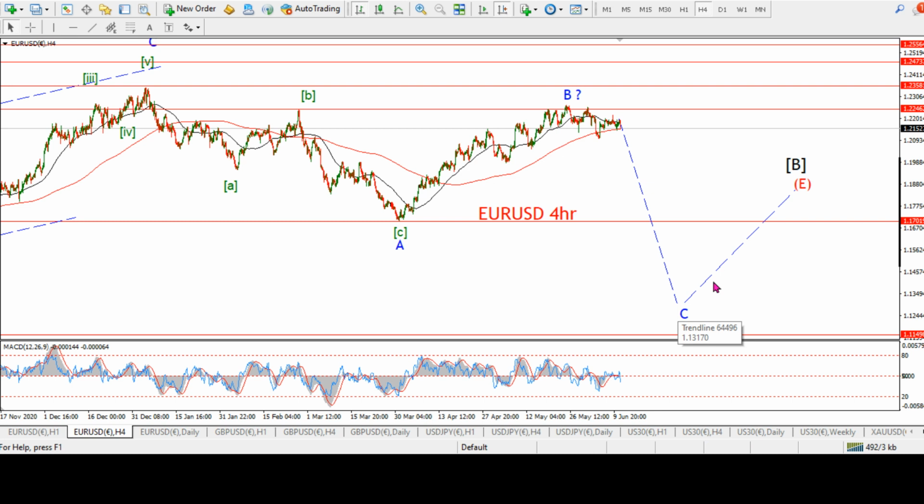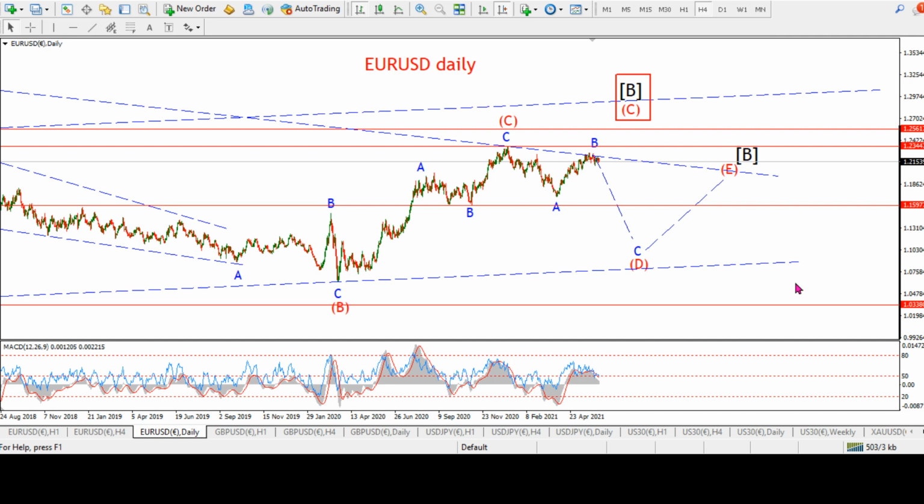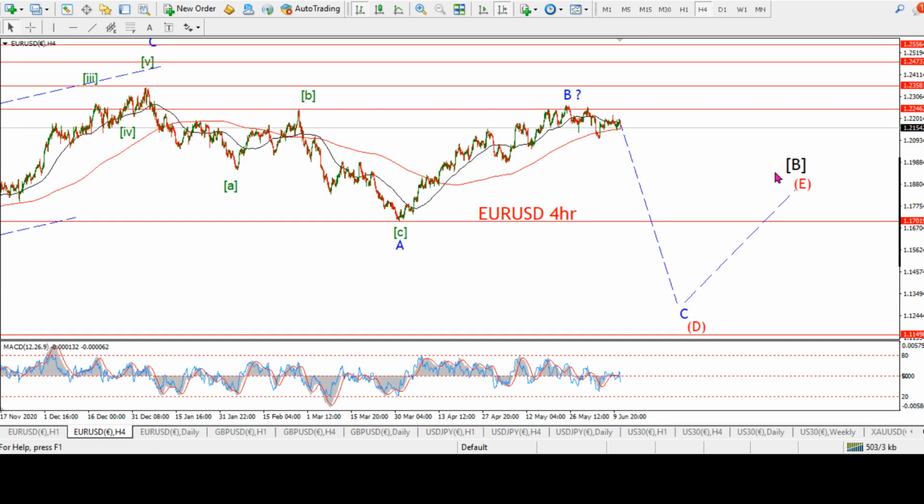Okay, so I'm looking at euro dollar. This is the 4-hour count. We've got 3 waves down in A. I'm looking at a triangle. Sorry, just go to the daily count again. Here's this long-term triangle in a B wave that I'm looking at. The 4-hour count tracking this decline into wave C of D of B. So a D wave of a triangle should be 3 waves down, and wave C should come our way pretty soon, if this count is correct.